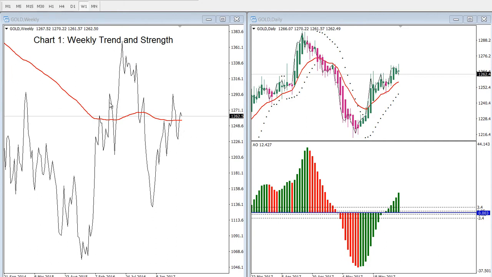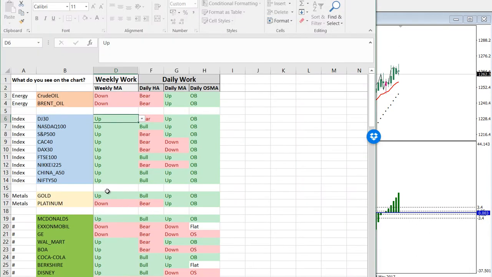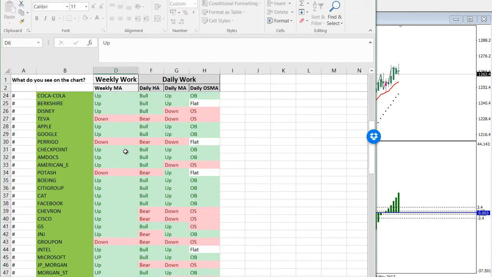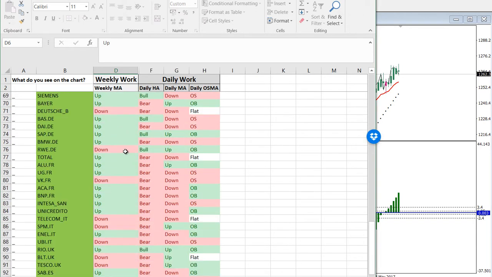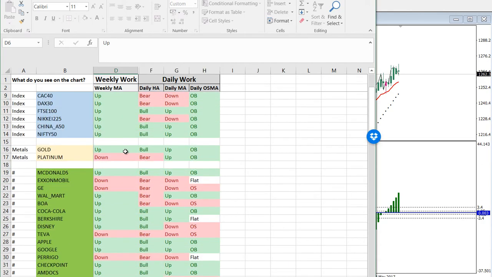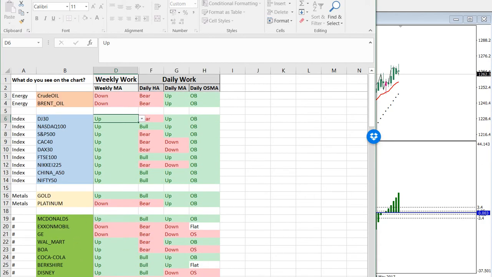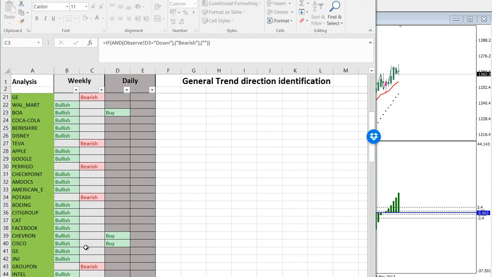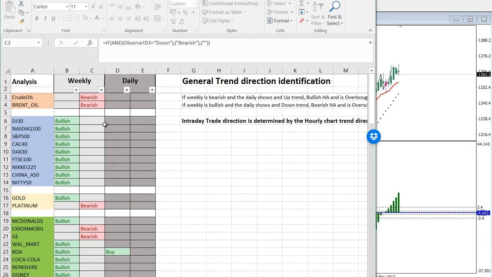What I've done is created these charts for you, which will help you to do your analysis. In order to record your analysis, in addition, I've created a spreadsheet for you where you will do your observation on each of the CFDs that are available. And once you've done that observation, it will throw out what the analysis is, so we know whether we're bullish or bearish and whether we want to long or short a CFD.